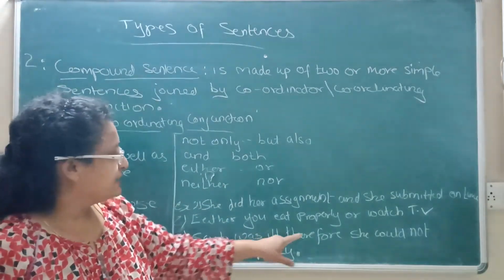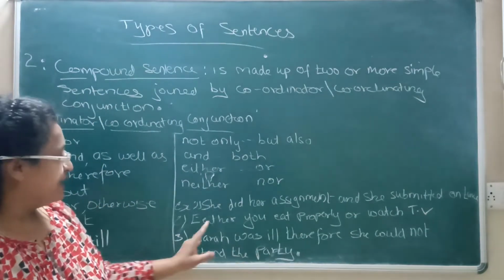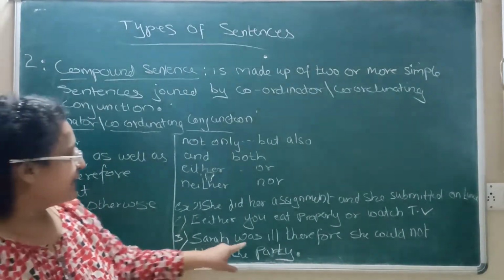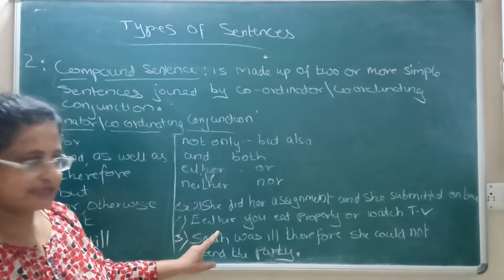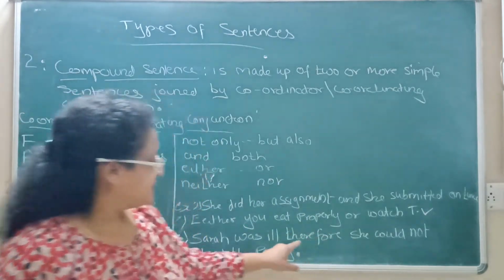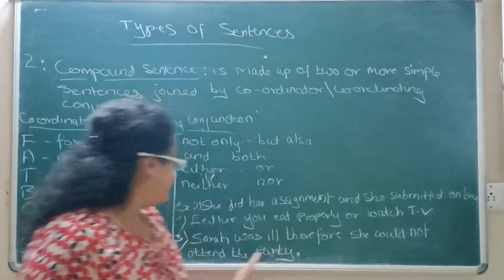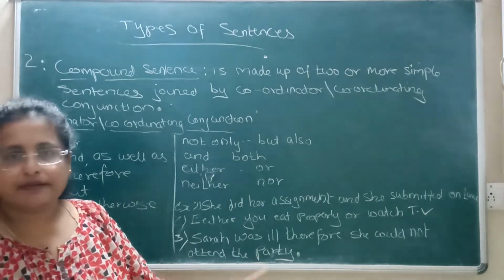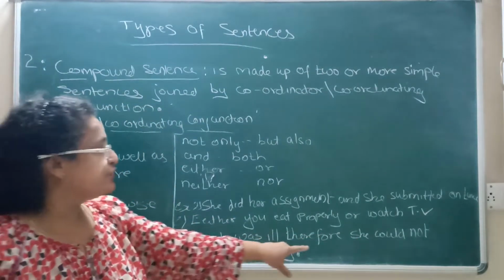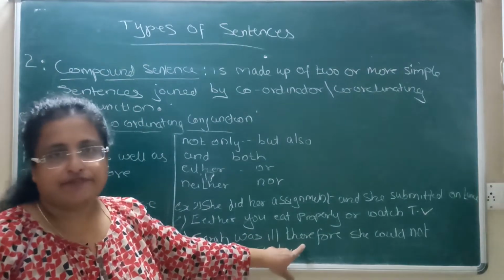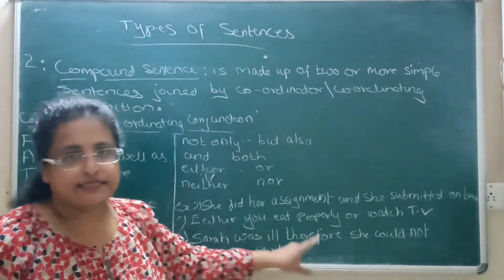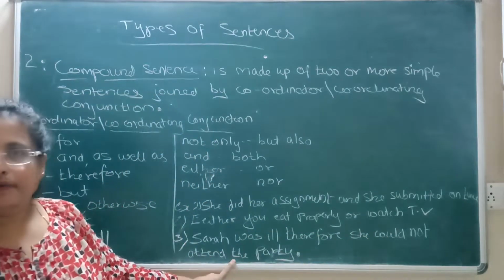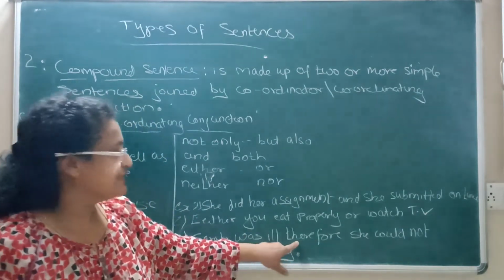Sarah was ill, therefore she could not attend the party. See here, Sarah was ill, therefore she could not attend the party. Again there are two sentences. Sarah was ill, a complete sentence, which is one simple sentence. And if you see the next one, therefore is a coordinator. If you see the next one, she could not attend the party. She being the subject and could not attend the party is the predicate. Another independent sentence. But these two independent sentences are joined together by the coordinator, therefore. So this is again a compound sentence. The first main clause being Sarah was ill. Second main clause being she could not attend the party. And the coordinator here is therefore.